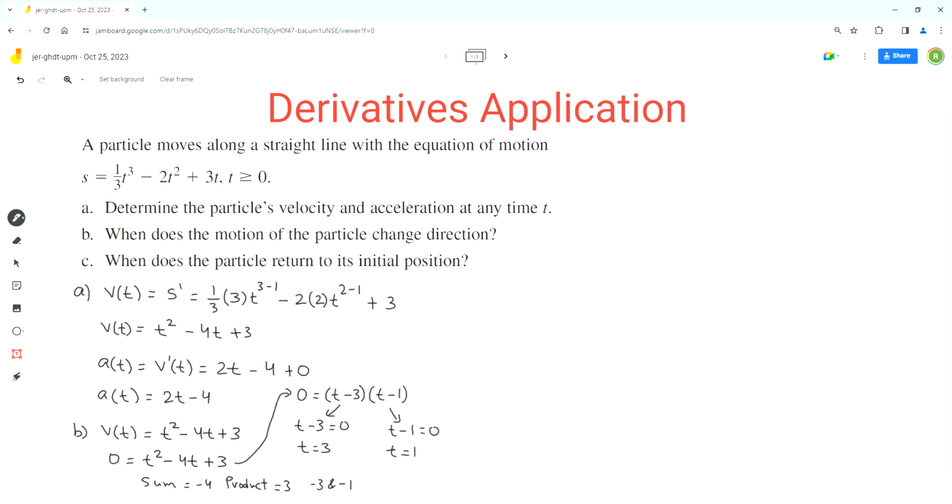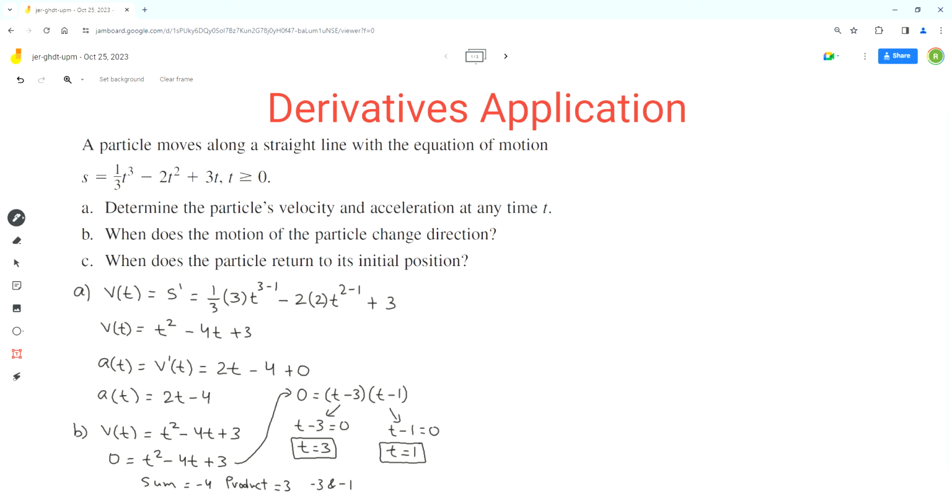So these are the two times at which the particle changes direction. Now we can also visualize it because the velocity function is a quadratic function. The graph represents the parabola and these two t values represent the x-intercepts of the parabola. So at these x-intercepts, the parabola will go through the x-axis. So therefore the sign of the velocity will change at these two t values. So therefore the motion of the particle changes direction at these two times.